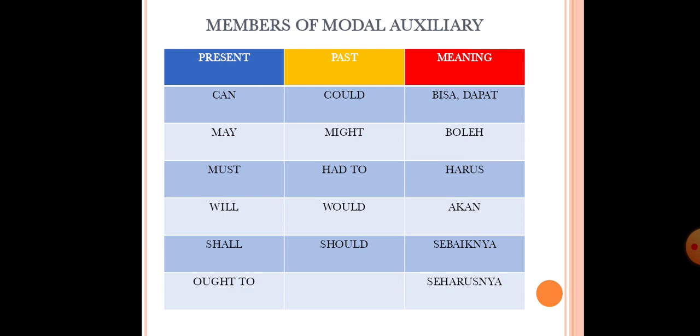And what about the members of modal auxiliary, or the kinds of modal auxiliary? You just look at the table. There is can and could in the past, meaning bisa or dapat. There is may and in the past might, must, had to, will, would, and the others. You just look at the table.